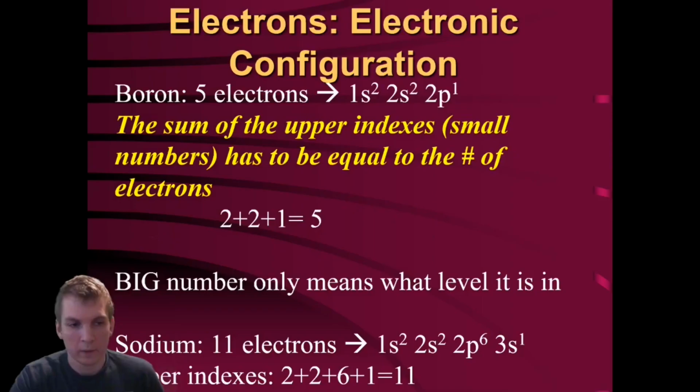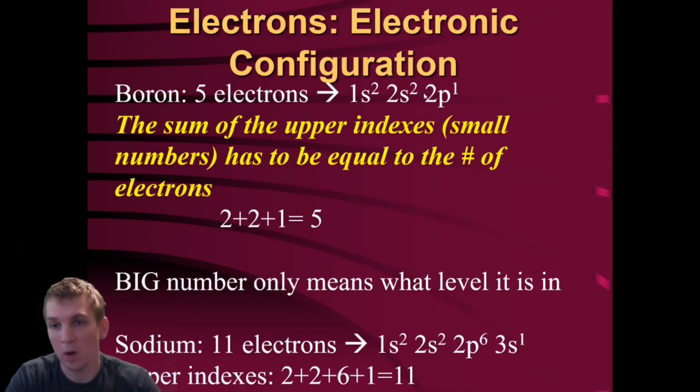And to check if that works, you add up all of the exponents here, the upper indexes, and the sum of the upper indexes, the small numbers, has to equal the number of electrons. So in this case, I have 2 plus 2 plus 1, and that does equal 5, and that tells me what element I'm working with. In this case, boron, because it has 5 electrons, 2 plus 2 plus 1, that would be its electron configuration. Okay? What do the big numbers mean?